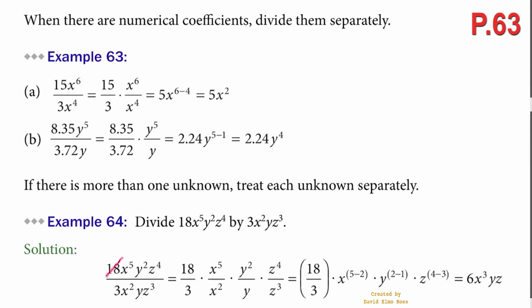In this example, we have 18 divided by 3, which is going to give us 6. We have x to the 5th divided by x squared, which is x to the 3. We have y to the 2 over y to the 1, which is just y. And we have z to the 4th over z to the 3, which is just z.